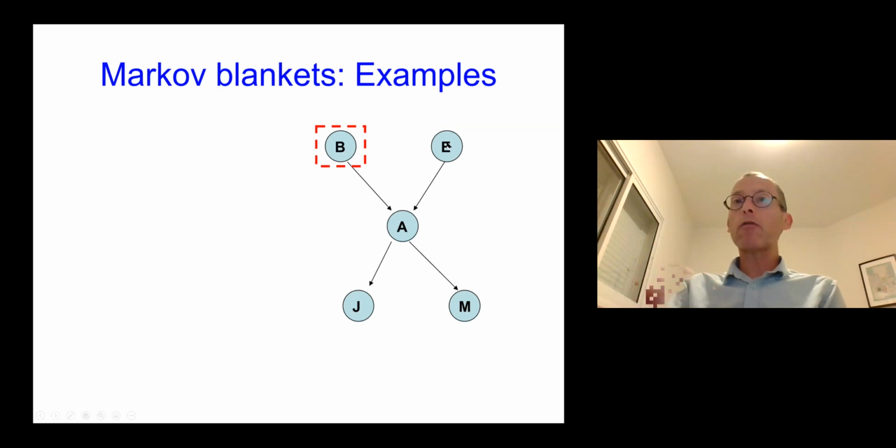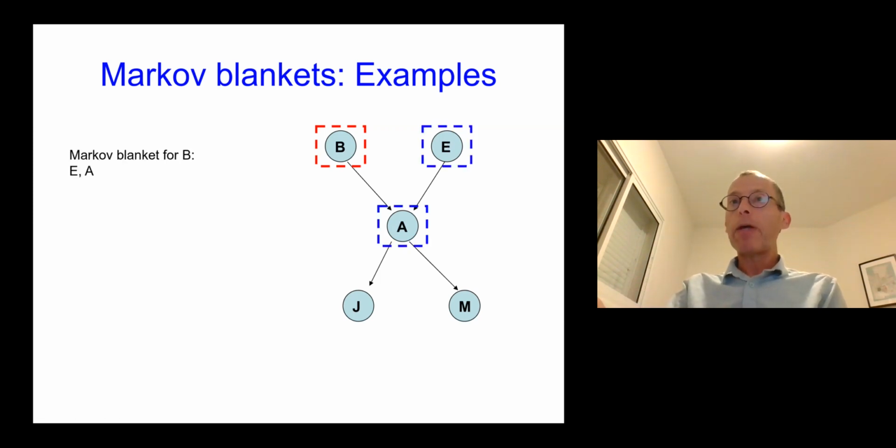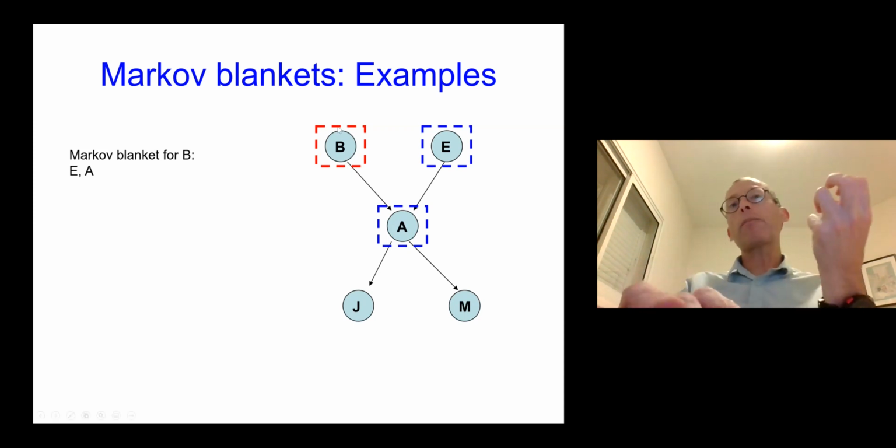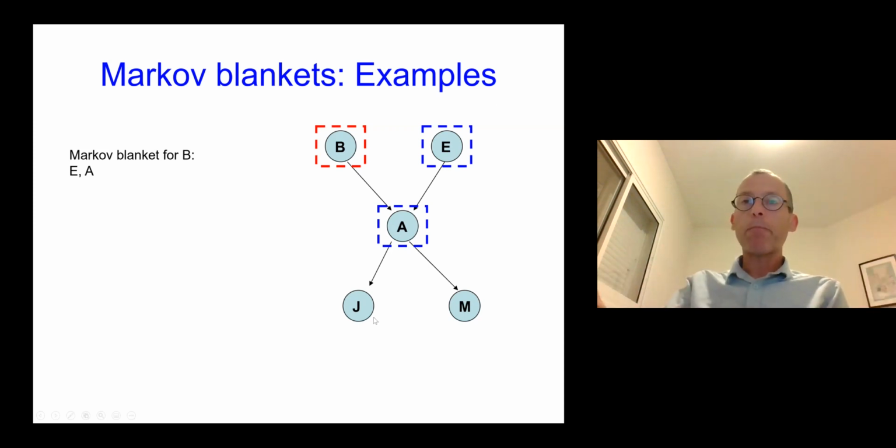Okay, so the Markov blanket of B is E and A. If I know E and A, then B is independent of anything else. So again, in terms of inference, that's important because if I want to know B, I just need to know E and A and I can find the value of B.